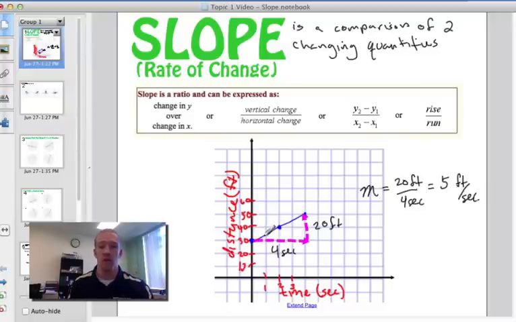1 second, 5 feet. 2 seconds, another 5 feet, so that's 10 total. Another second, another 5, another second, another 5. So 4 seconds, 20 feet. That's what rate of change really means in the context of something. So for the rest of the slide show, we're just going to talk about crunching the numbers.